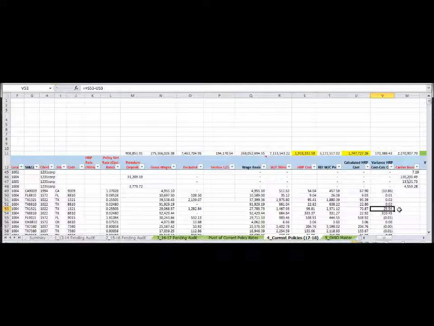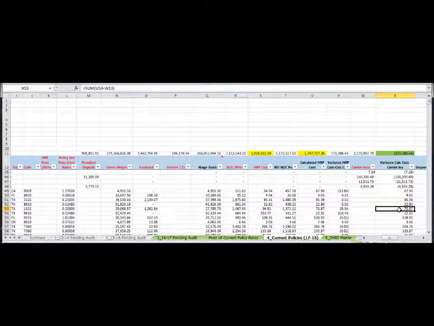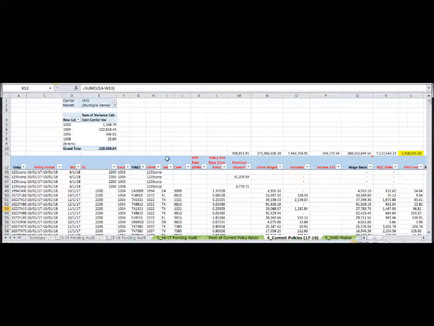And then over here is our carrier invoice column, and then we calculate the cost minus the invoice, so it shows what we still need to accrue for on the books. And then over here I total up all of the calculated cost minus the invoice, and for this current policy.